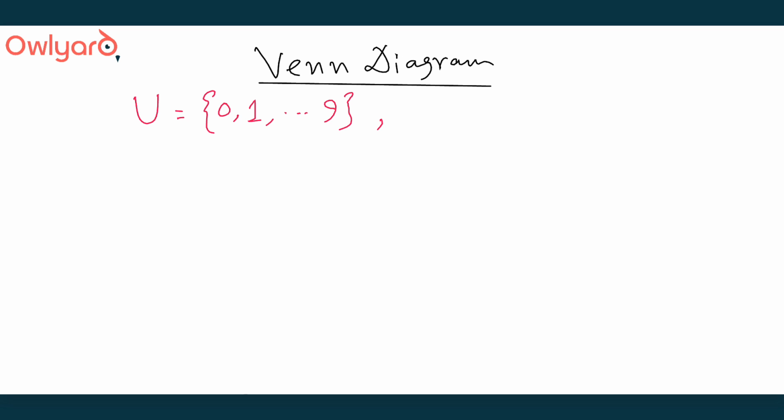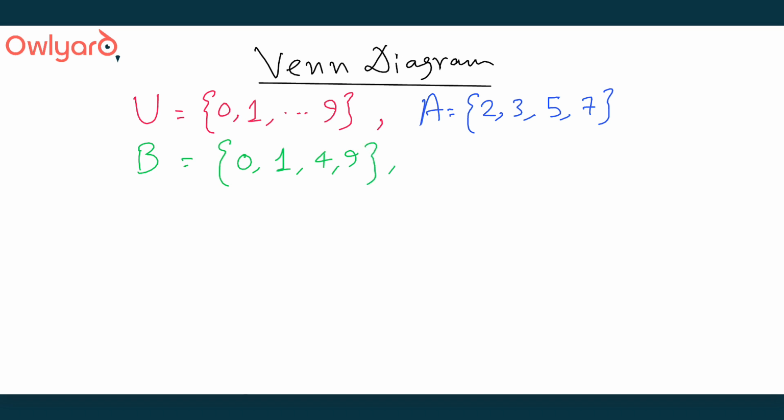to 9. And let's say A is a subset of the universal set with single digit prime numbers, so 2, 3, 5, 7. B is another subset with single digit perfect squares. So 0 is a perfect square because 0 squared is 0, 1 squared is 1, 2 squared is 4, and 3 squared is 9. So 0, 1, 4, 9. And finally, let's say C is another subset with single digit odd numbers, 1, 3, 5, 7, 9.